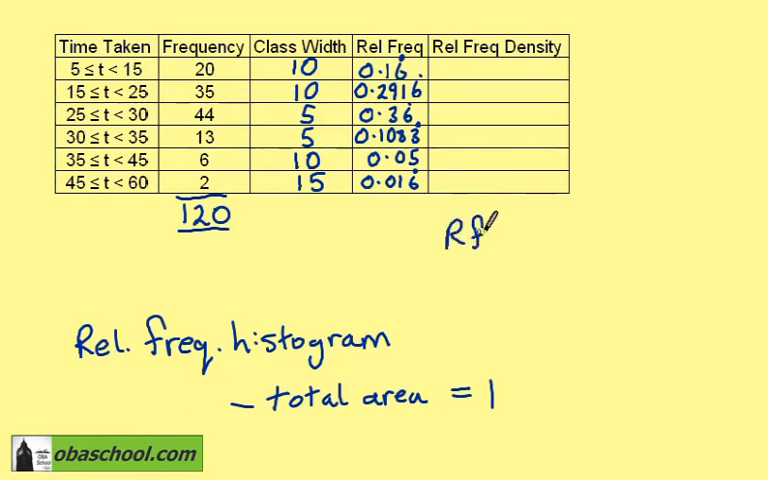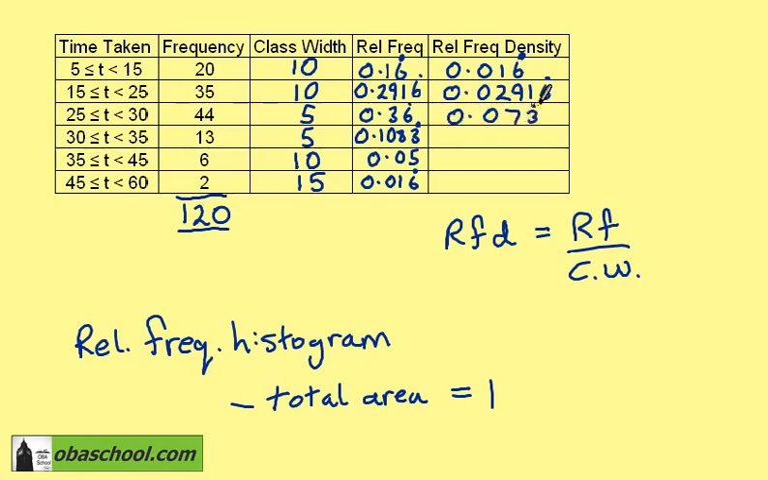We now proceed to work out the relative frequency density, which is the relative frequency divided by the class width. This will be 0.016 recurring, then 0.02916 recurring. 0.36 recurring divided by 5 is 0.073 recurring. This divided by 5 is 0.0216 recurring.